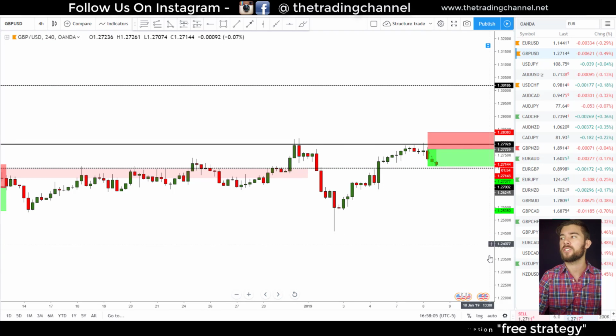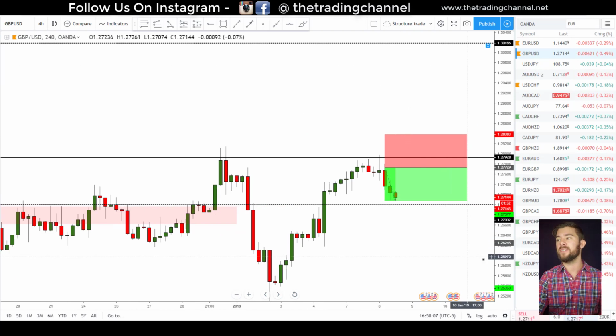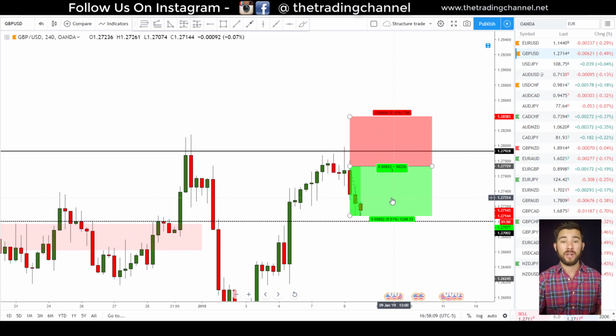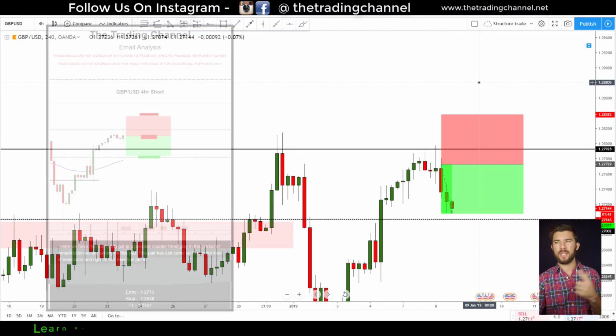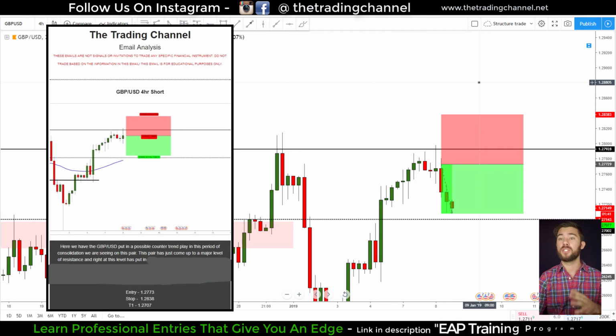We're looking at major levels of structure and trend on a daily chart. We'll do that in just a second. And here we actually had a trade based on entries that we use at the EAP Training Program. I'll post a screenshot of this trade alert to the left-hand side of your screen. I'm not sure which side that'll be, but you'll see it on the screen.